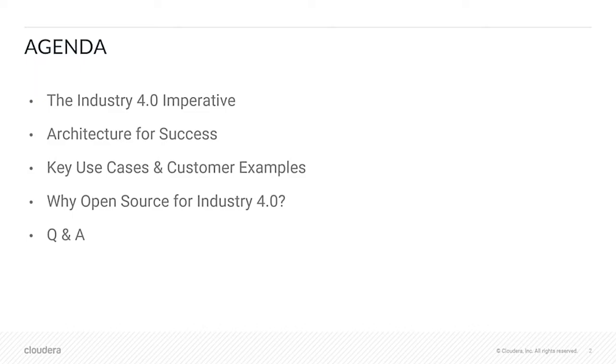Okay, so a few things. I just want to talk to you a little bit about Industry 4.0 for a little bit of background for those of you who don't know it. I'm going to talk to you about an architecture for success. We've put together an architecture that is working pretty well with our customers. I want to go over some key use cases. I'm going to focus mostly on the business use cases and give some examples of customers that have achieved some success, and then we'll talk about why I think open source is important for these initiatives.